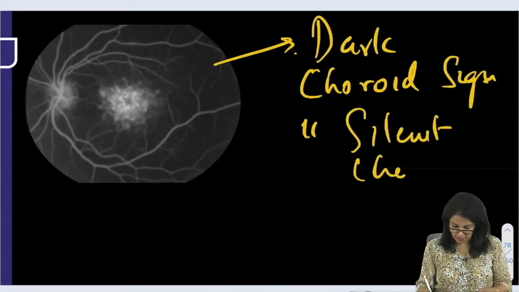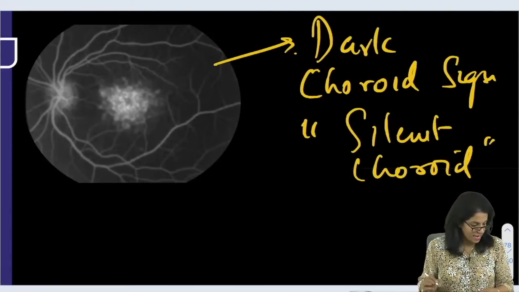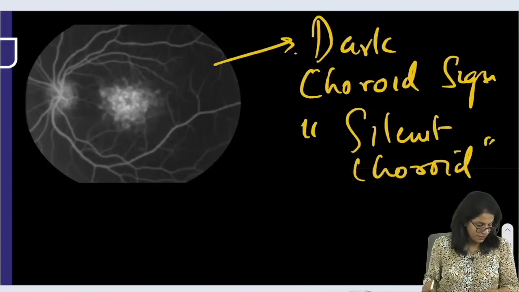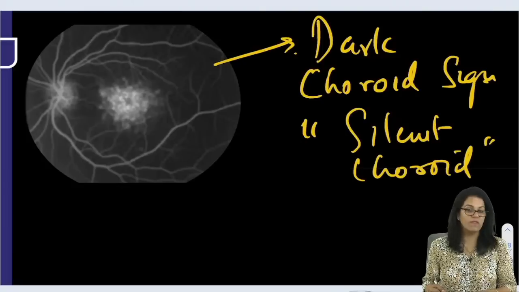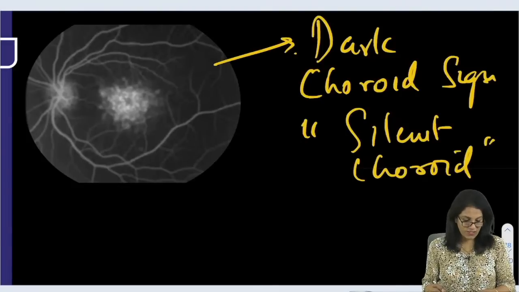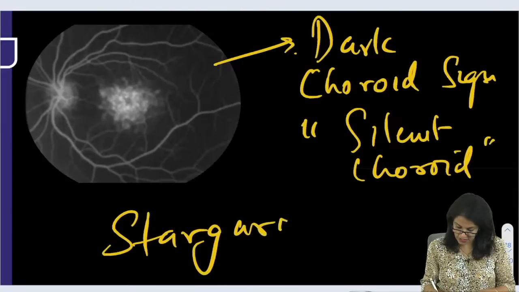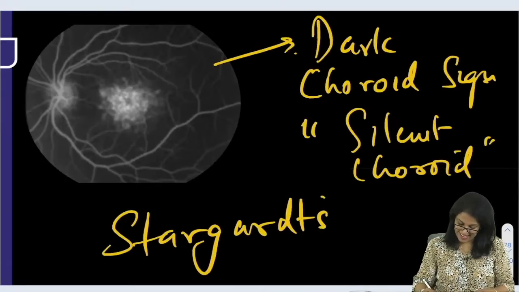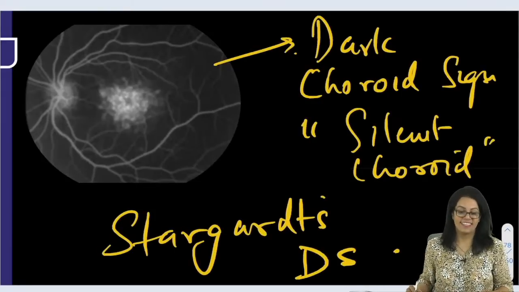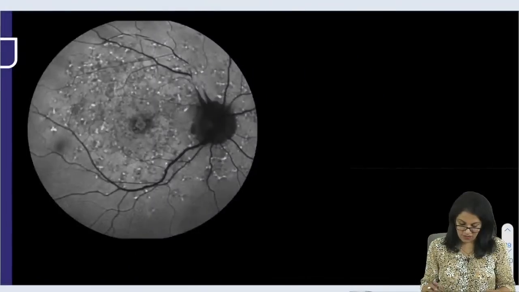Which condition do you get this dark choroid or silent choroid in? In which condition, all of you? No, this is not CME, this is not flower petal. Not at all. Very good Devesh, it is Stargardt's disease. I have discussed this earlier also. So, this is Stargardt's disease. Okay. So, revise it all of you.